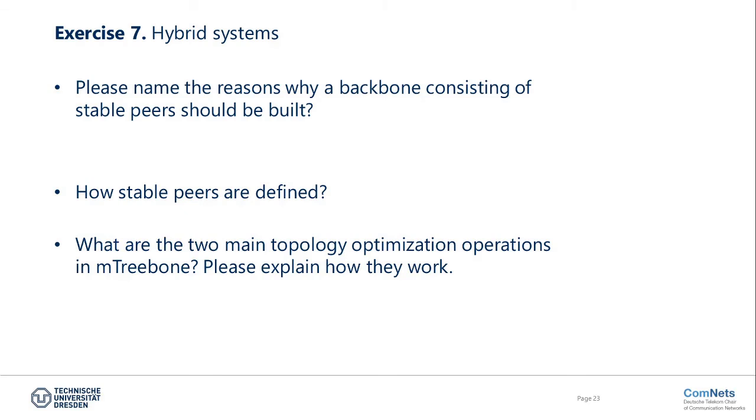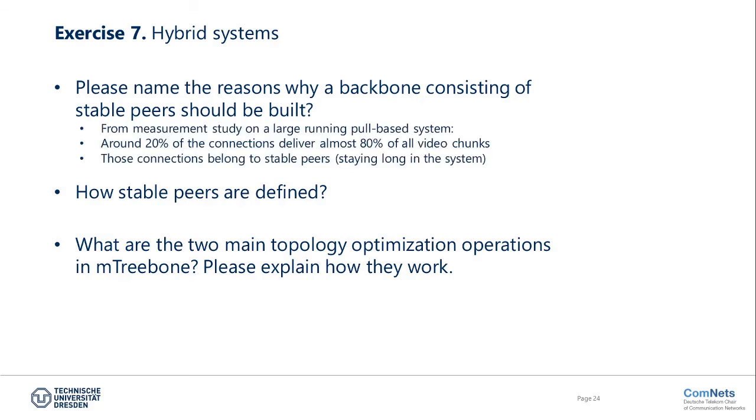Let's move on to the last exercise, number 7, about hybrid systems. First question: the reason why a backbone of a hybrid system consists of stable peers. So this is based on the observation from a measurement study of a running pool-based system. And the author of the study found out that around 20% of the connections between any particular peers in the system deliver a large number, in this case almost 80%, of all the video chunks.